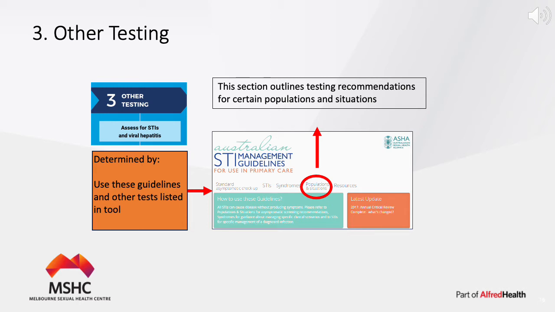We also look for other blood-borne viruses like hepatitis A, hepatitis B, and hepatitis C. We know that hepatitis A and B have vaccines against them, so these are vaccine preventable conditions. And so by determining the hepatitis A and B status, we can offer vaccination as needed. But again, these guidelines are available at the ASHM website. So this section outlines testing recommendations for certain populations and certain situations.